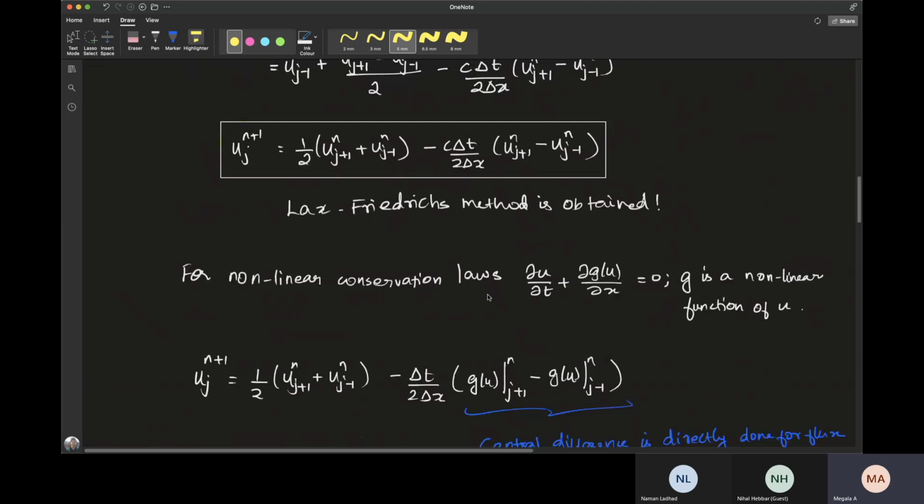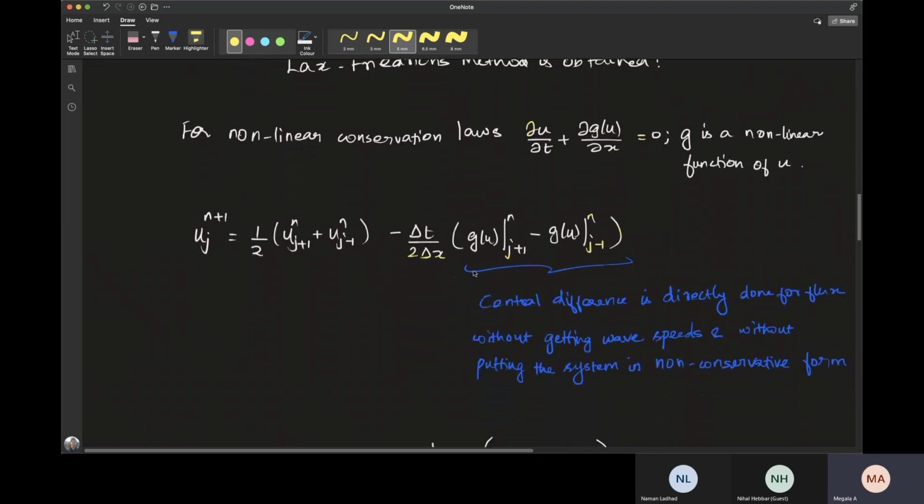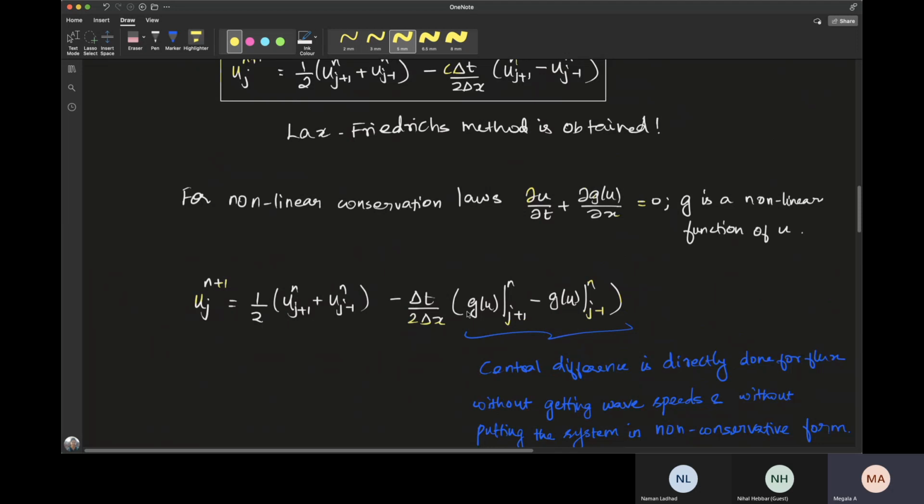Okay, for nonlinear conservation equations, you will have a different equation. G of u will be nonlinear, whereas in our linear convection equation, G of u was just Cu, a linear function only. Here it's a nonlinear function of u. So in this case, the same equation transforms to something like this. This C goes inside, and instead of uj plus 1 minus uj minus 1, we get g at j plus 1 minus g at j minus 1. So this is again the Lax-Friedrichs scheme for some nonlinear conservation law.